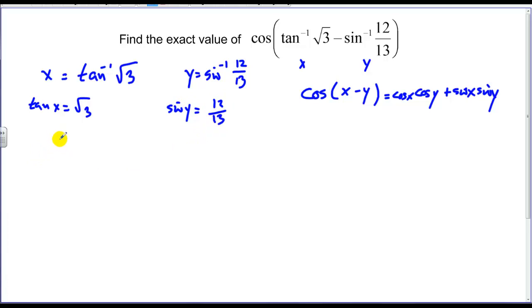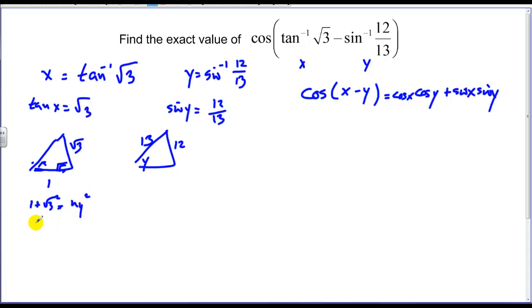From each of these I can construct a triangle. In each case, we know the following. We know that we have an opposite and an adjacent given the tangent. All we have to do is find the hypotenuse. So that's 1 plus root 3 squared equals the hypotenuse squared. So we know that this is 4 equals the hypotenuse squared. So 2 is equal to my hypotenuse.